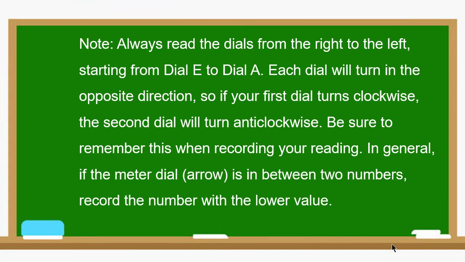Take note, always read the dials from right to left, starting from dial E to dial A. Each dial will turn in the opposite direction. So if your first dial turns clockwise, the second dial will turn anti-clockwise. Be sure to remember this when recording your reading. In general, if the meter dial arrow is in between two numbers, record the number with the lower value.